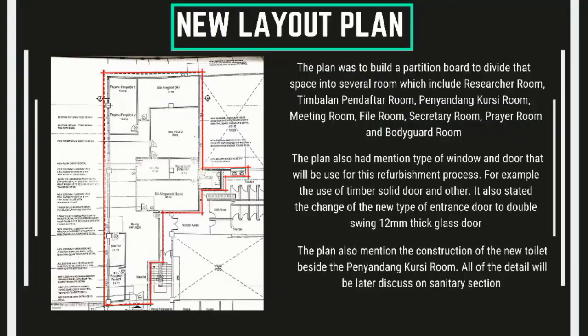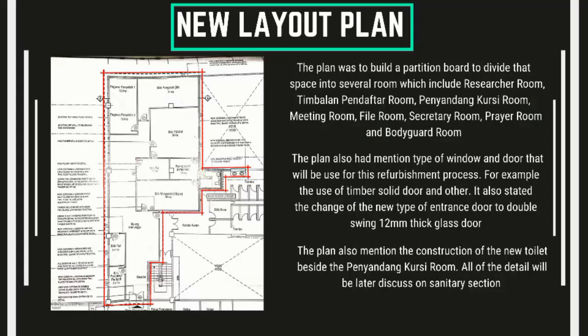The new layout plan. The plan was to build a partition wall to divide that space into several rooms, which include researcher room, timbalan pendaftar room, penyandang kursi room, meeting room, file room, secretary room, prayer room, and bodyguard room. The plan also mentioned the type of window and door that will be used for this refurbishment process, for example, the use of timber solid door and others.